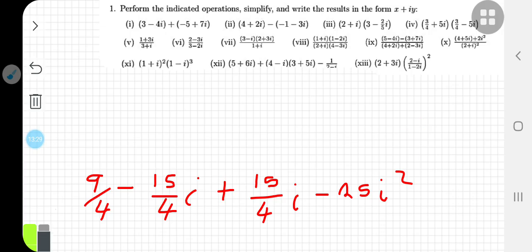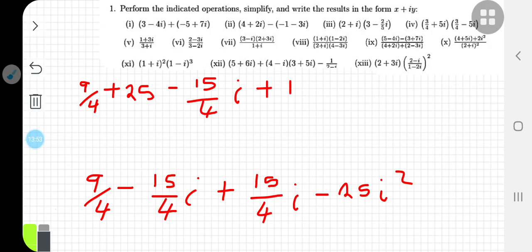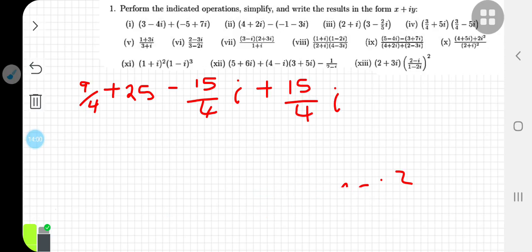So we have now 9 over 4. We know that i squared is negative 1, so that gives us plus 25, then minus 15 over 4i plus 15 over 4i. So we even know where this is going. So this part will just give us a 0.